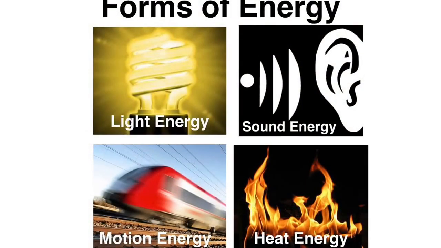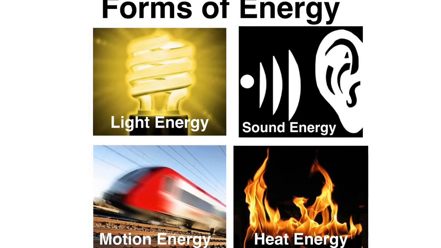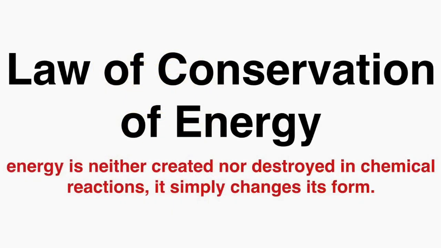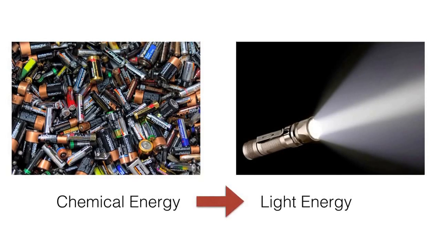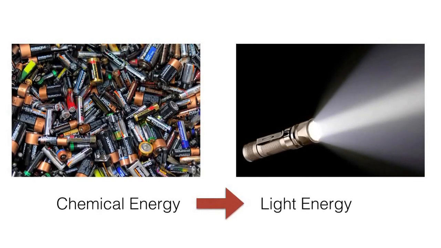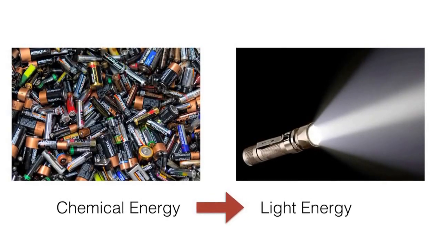So we might wonder, where does the energy of explosive reactions and cold light come from? Well, it's stored in the reacting molecules. So the energy changes into other forms such as light energy, heat energy, sound energy, or energy of motion. Just as mass is conserved in chemical reactions, so is energy. The law of conservation of energy tells us that energy is neither created nor destroyed in chemical reactions. The energy simply changes its form. This example is stored chemical energy in a battery, which, when put into a flashlight, can be converted and changed into light energy.